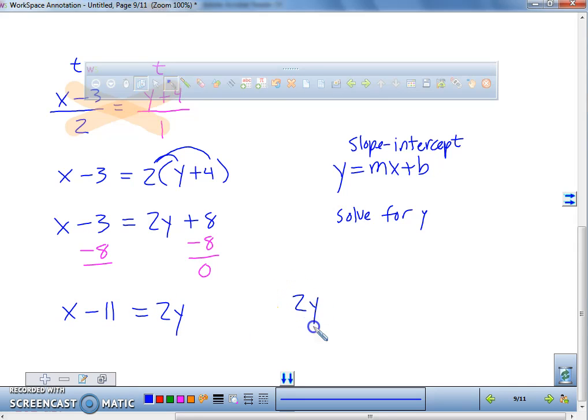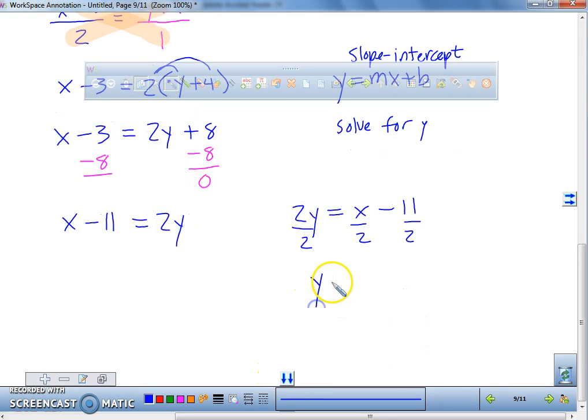So I'm going to rewrite it. 2y equals x minus 11. You've got to be able to reorganize things to make it easier on your eyes. These are equivalent equations. Don't say that fast. Last step. Divide everything by 2.